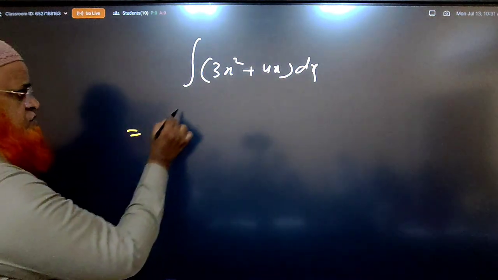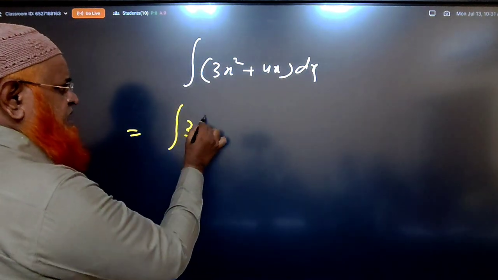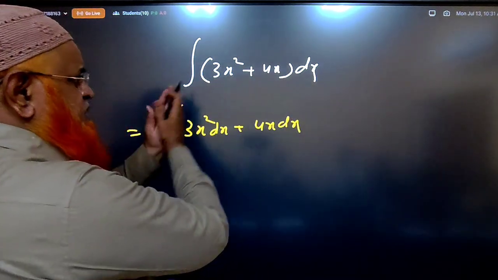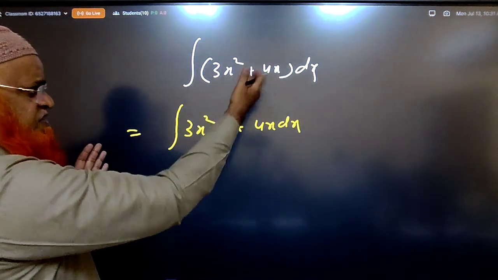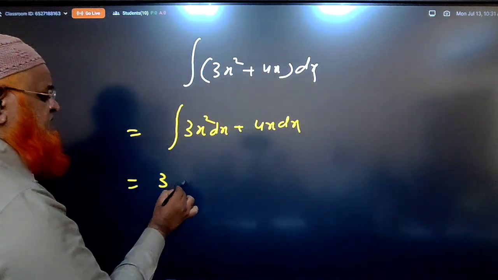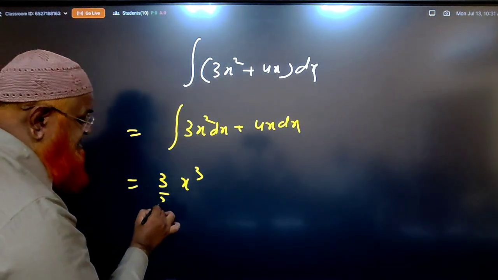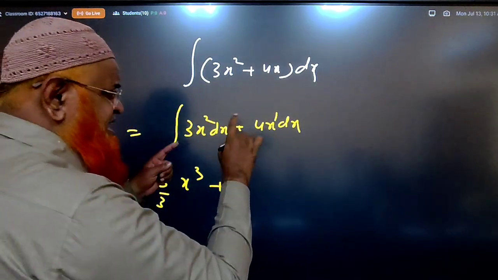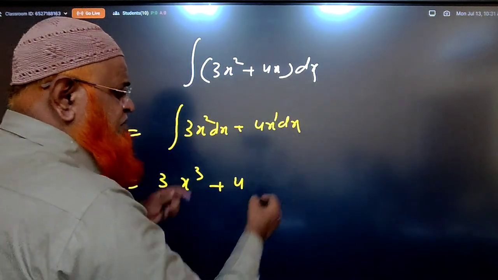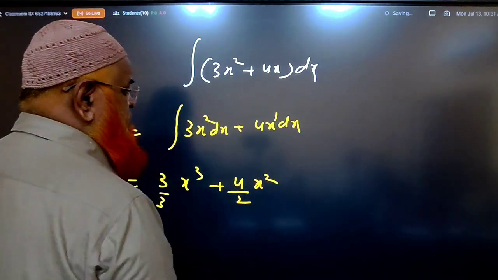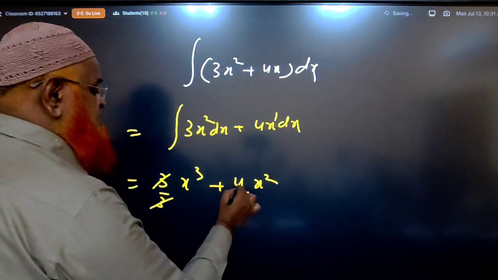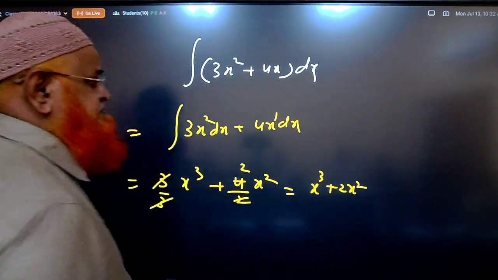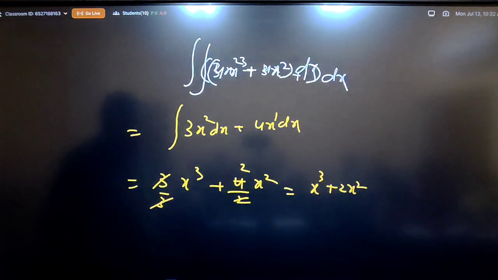Next, here you can split it: 3x square into dx plus 4x dx, you can write like this. Now take dx for each and every term, then how much will you get? 3x cube by 3, I'll write it here, it cancels, plus 4 into x power 1, meaning x power n plus 1, which is 1 plus 1 by 1 plus 1, which is nothing but x square by 2. So 3 gets cancelled, 2 gets cancelled. Finally we get x cube plus 2x square. This is the integration of that one.